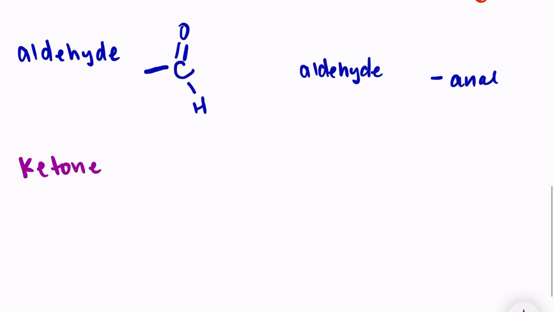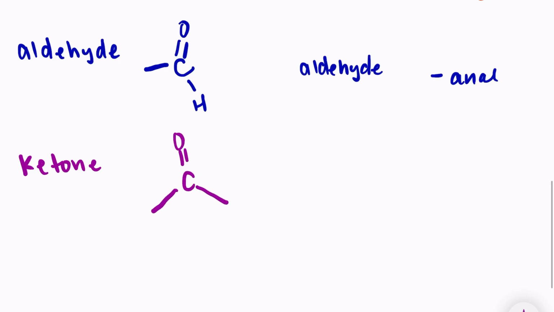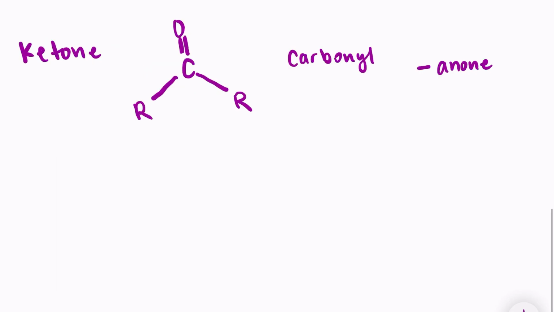Ketones have a carbon with a double bonded oxygen, but it's in the middle of your molecule or compound somewhere. So you do have two groups coming off of that carbon. The functional group is carbonyl. That's what the name of the functional group is. And the suffix is enone. So propanone, butanone, methanone.